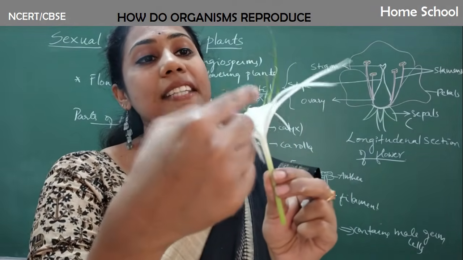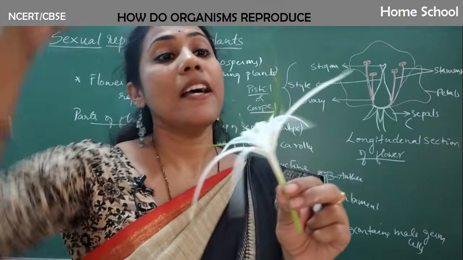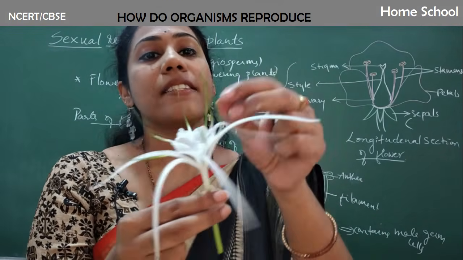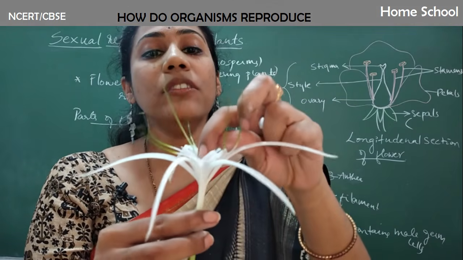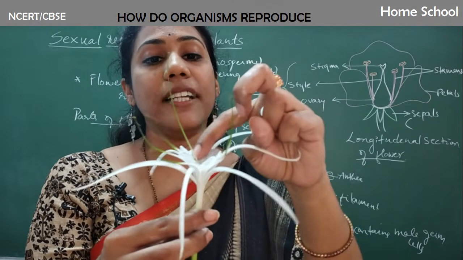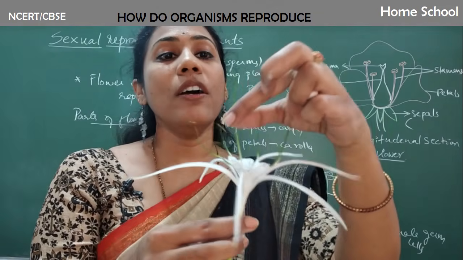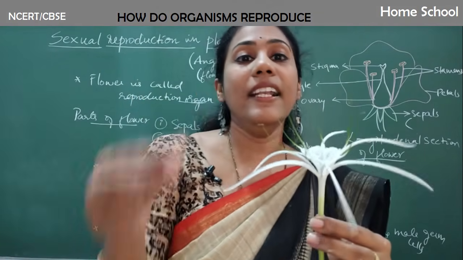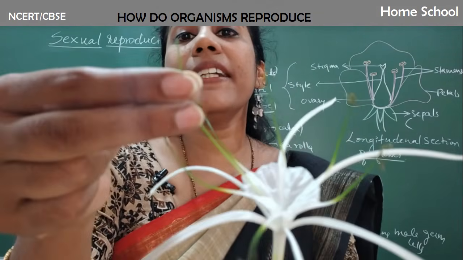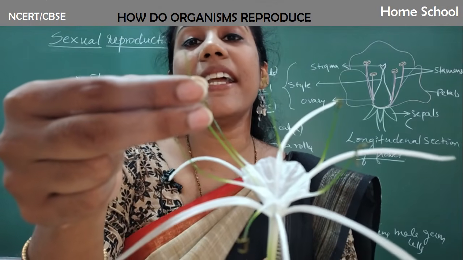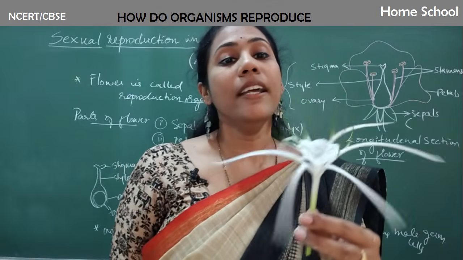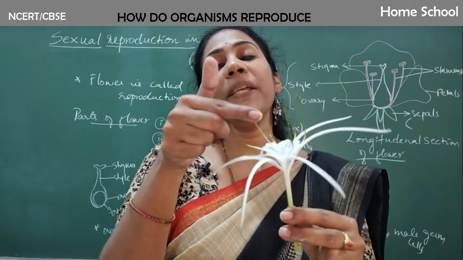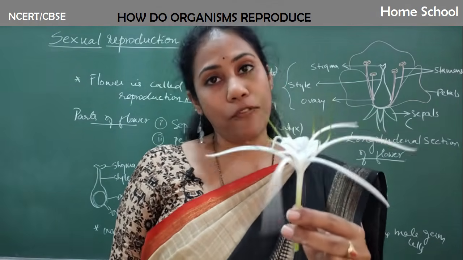There are many stamens, but the pistil is only one. See this in the middle, this long one. Down there is a bulged structure, that is the ovary, and this longer one we call the style. And at the top, you see the tip, slightly bulged, and this is what we call the stigma. So this is about the female reproductive part of a flower.